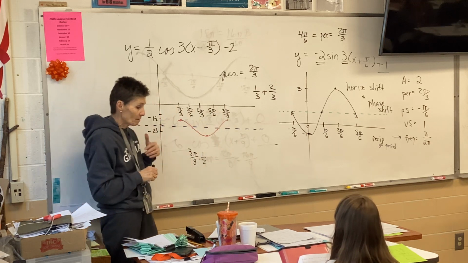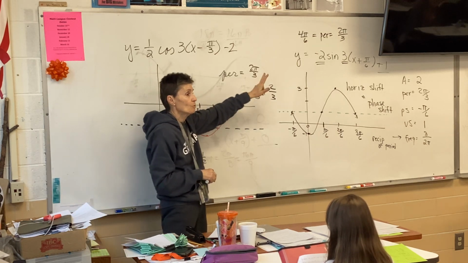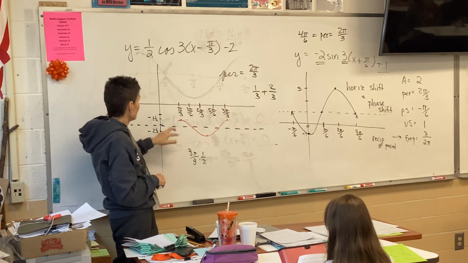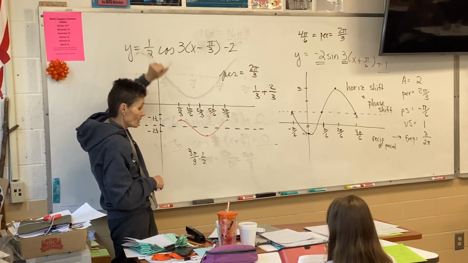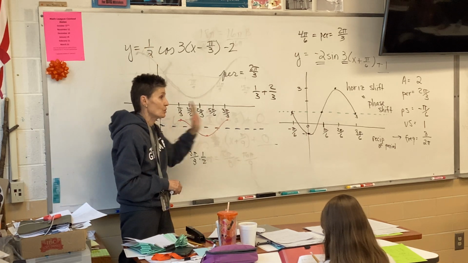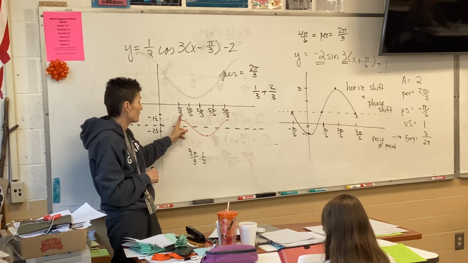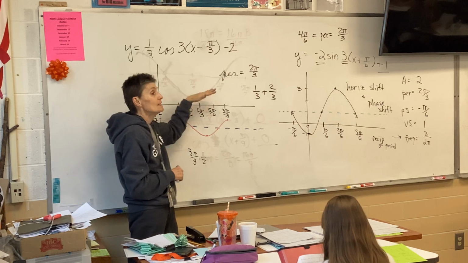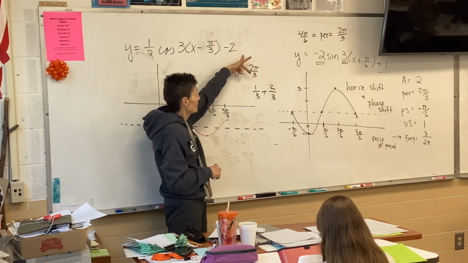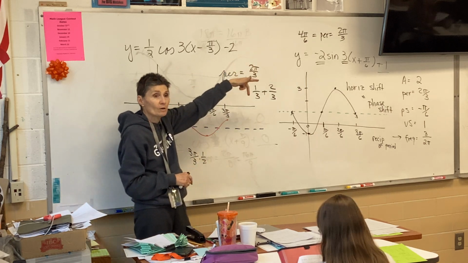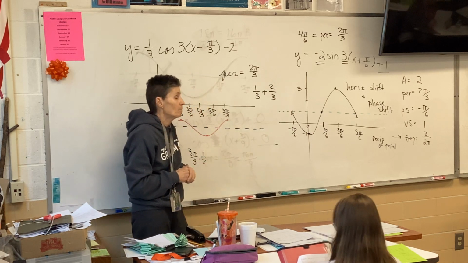Last thing, let's fill in the blanks. What's the period? You already figured that out. It's 2 pi over 3. What's your amplitude? 1/2. What is your phase shift? Positive pi over 3. What is your vertical shift? -2. And what is your frequency? 3 over 2 pi. Frequency is the reciprocal of the period.